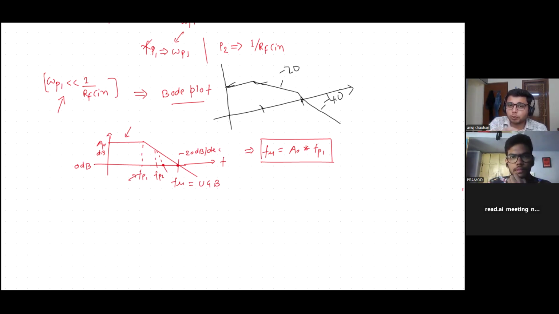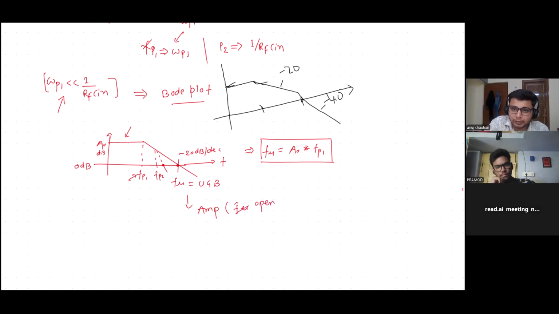Because of the second pole, my slope has now changed from minus 20 to minus 40, so it is cutting earlier. It was supposed to cut somewhere, and now it is cutting earlier. So that is the actual UGB. This is only for the amplifier. This is the UGB for the amplifier, also called the open loop UGB.